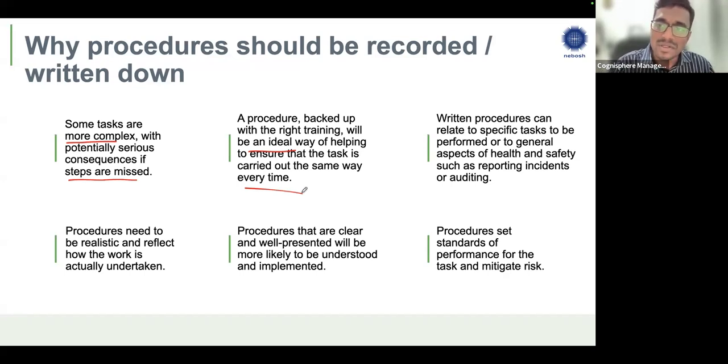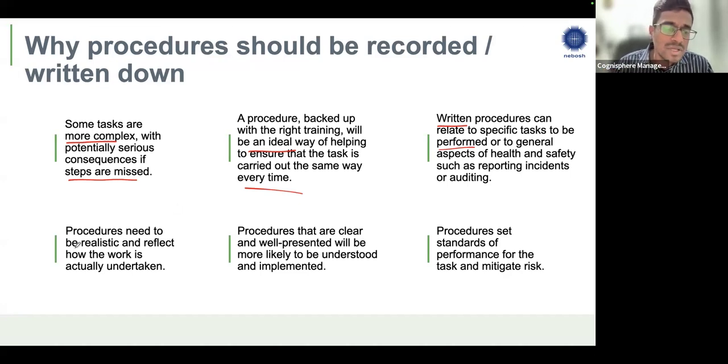Every time someone is doing this task, they would follow the procedure, and every time, the procedure will be implemented likewise. Written procedures can relate to specific tasks to be performed or general aspects of health and safety, such as reporting incidents or auditing. So you can also prepare a procedure on how to report an incident. When an incident happens, the procedure will tell you to whom you should report the incident, and by when, and after reporting, how or where you should record the incident, and after recording it, how the incident will be investigated. So the procedure will give you a detailed series of steps from recording to reporting to investigating and closing that incident.